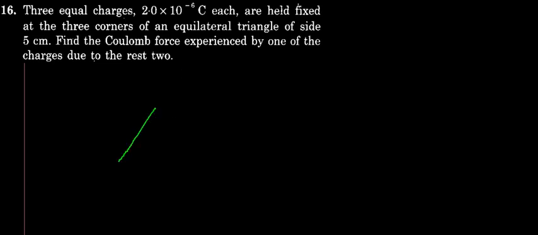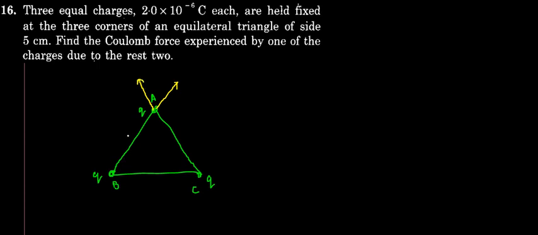So let us assume ABC is our equilateral triangle, and we have 3 equal charges. Let's consider for the moment that the charge has a magnitude Q. Now we want to calculate the Coulomb force experienced by one of the charges. Let us assume that charge is the charge at vertex A, and we have to calculate the net Coulomb force due to the other 2. So this one is going to repel it in this direction. This one is going to repel it in this direction.